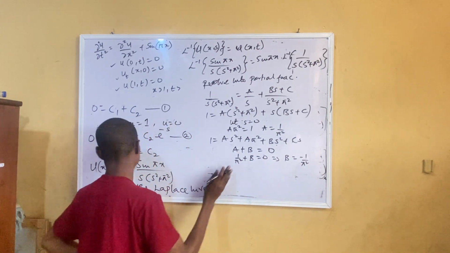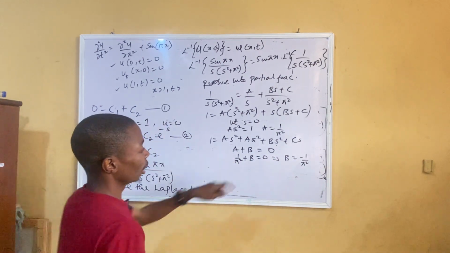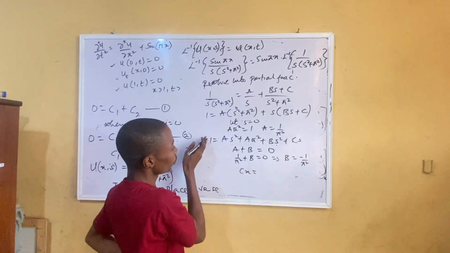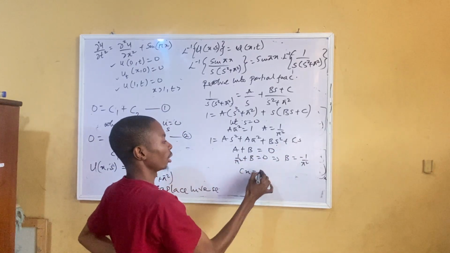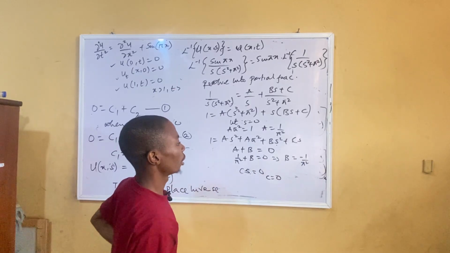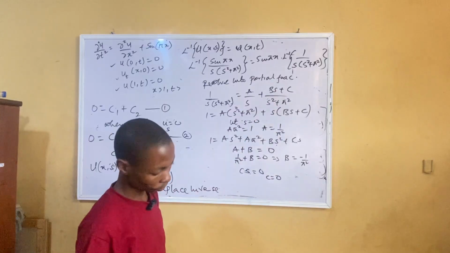Then we need to get C. What are you going to equate again? I will equate s. If you equate s, Cs equals, we did not have any s term here, so Cs equals 0. That means C is 0, right? So we've gotten A, B, C now.